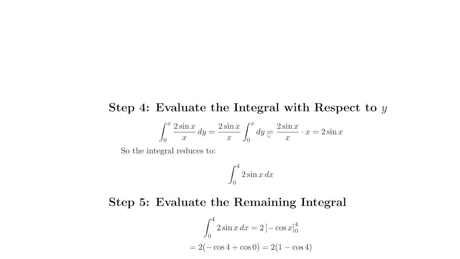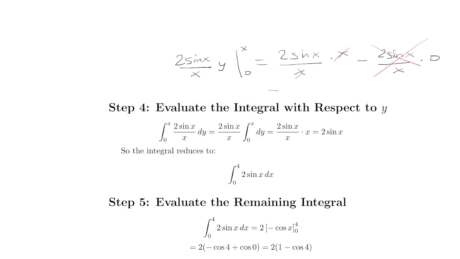So that's going to be 2 sine x over x times, in this case, y, and we're going to go from 0 to x. So if we plug in y equals x, that turns into 2 sine x times x over x, minus 2 sine x over x times 0. Well, this is 0. The x's are going to cancel, so I'm left with 2 sine x. So that's what's over here.